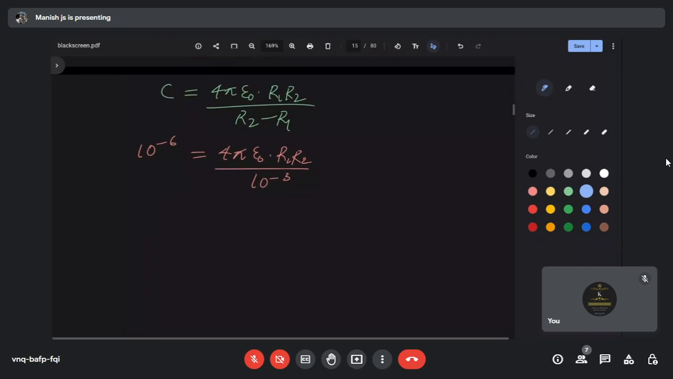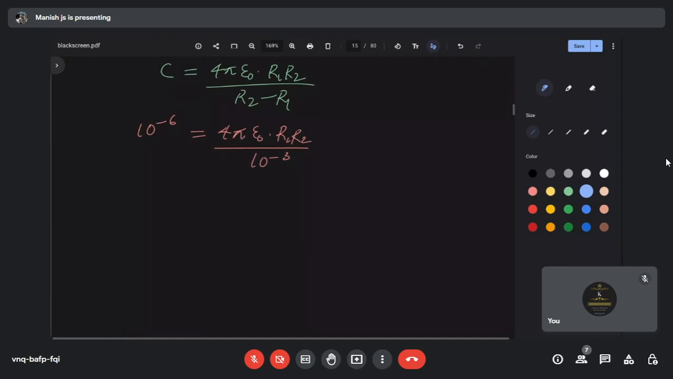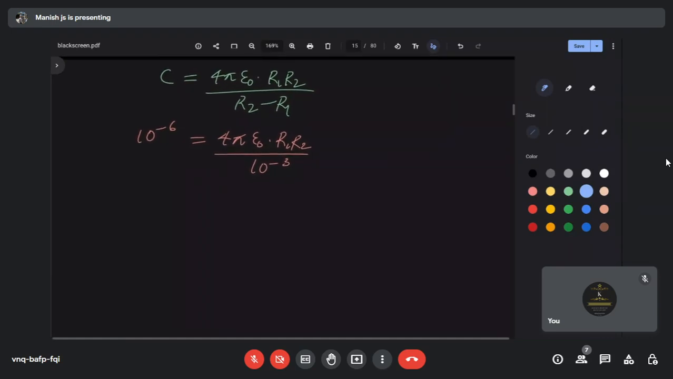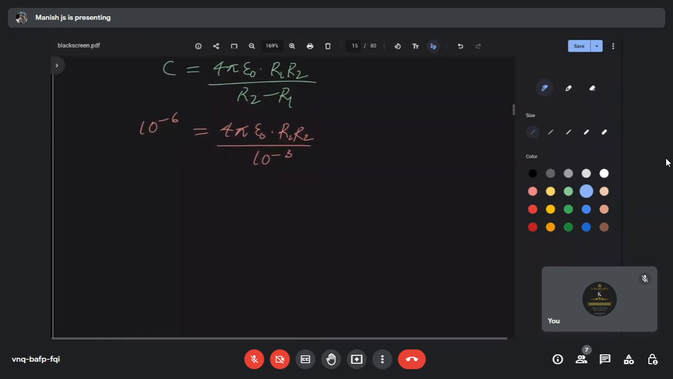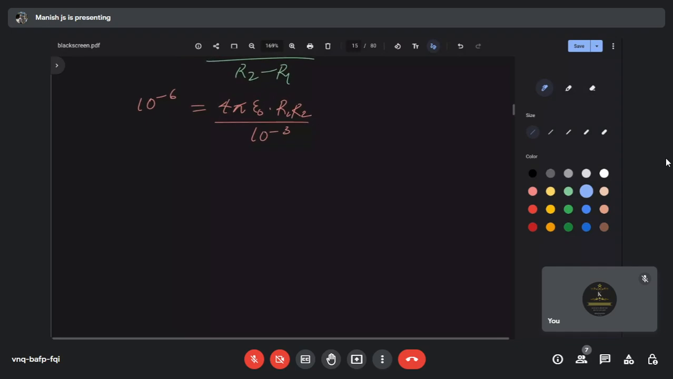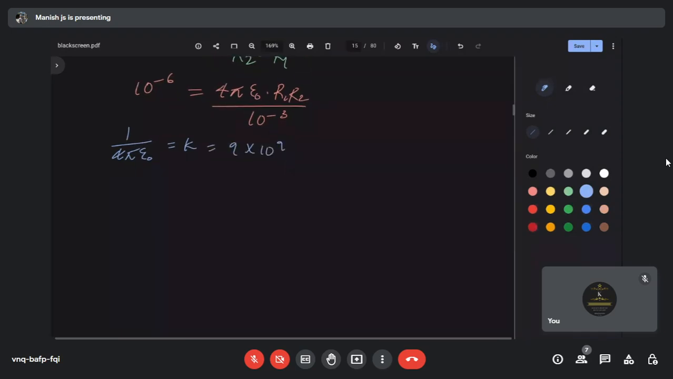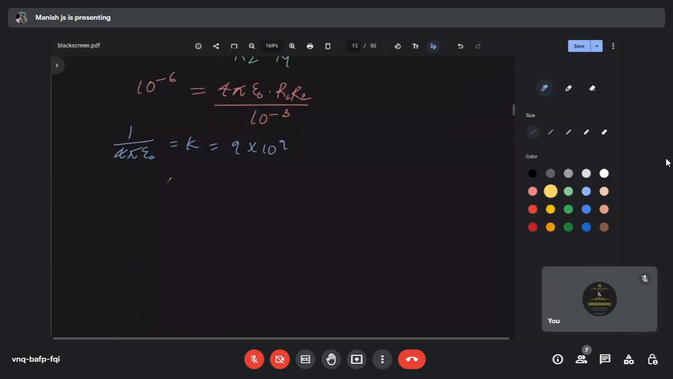Okay, what is the difference? R2 minus R1 difference is 10 power minus 3, sir. No, that is given in the question. My question is the R1 R2 value. The product we don't know. We know only the difference. Tell me what is the product? 1 by 4 pi epsilon naught we know as K, which is 10 power 9. Have you applied that? Yes, sir. Okay, so what is R1 R2?